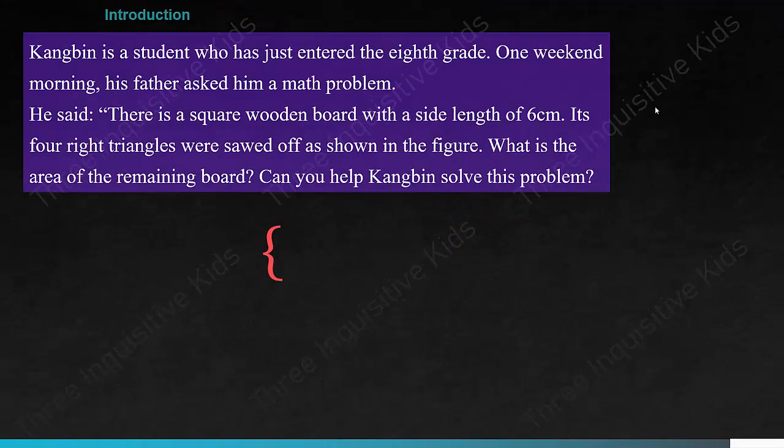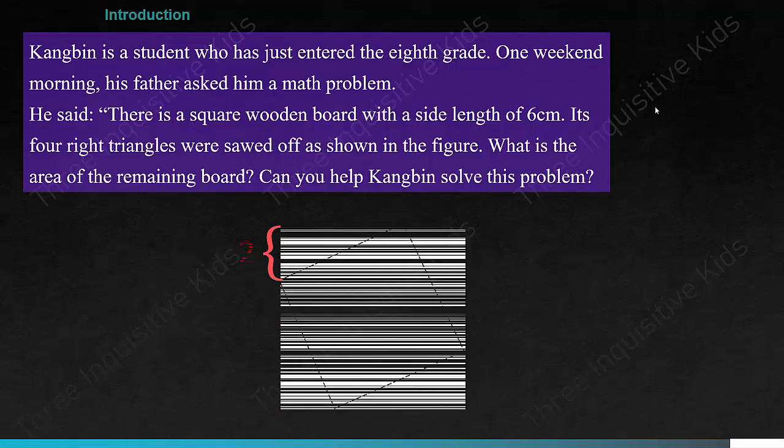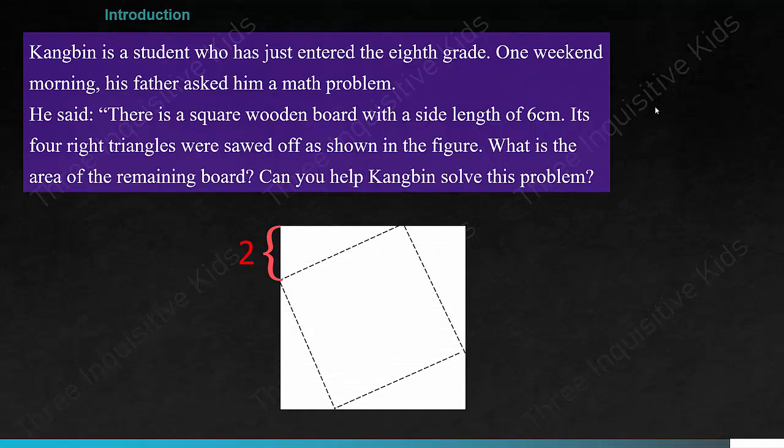Combin is a student who has just entered the 8th grade. One weekend morning, his father asked him a math problem. He said, "There is a square wooden board with a side length of 6 centimeters. Its 4 right triangles are sawed off as shown in the figure. What is the area of the remaining board? Can you help Combin solve this problem?"